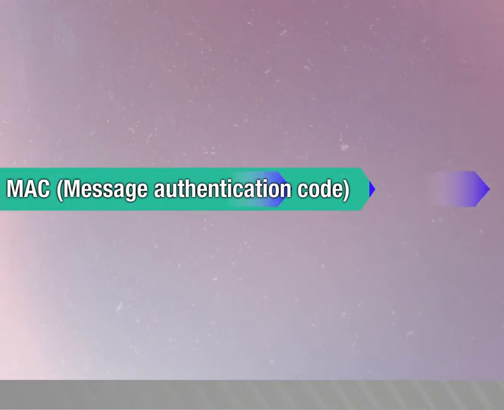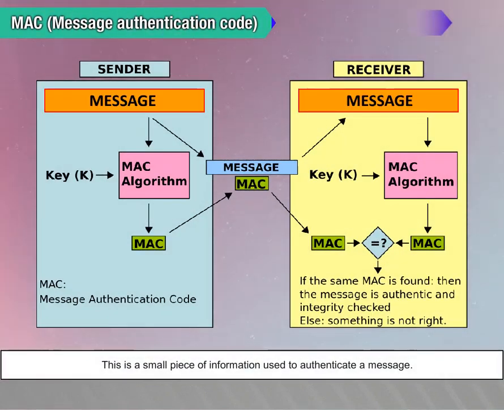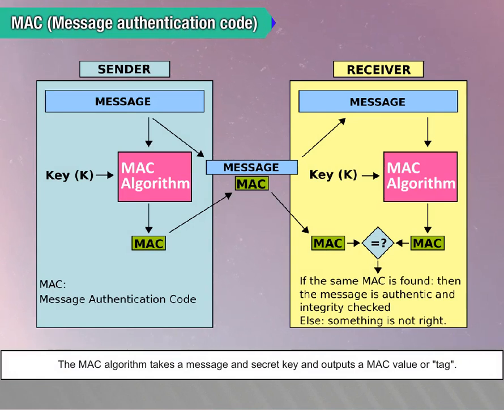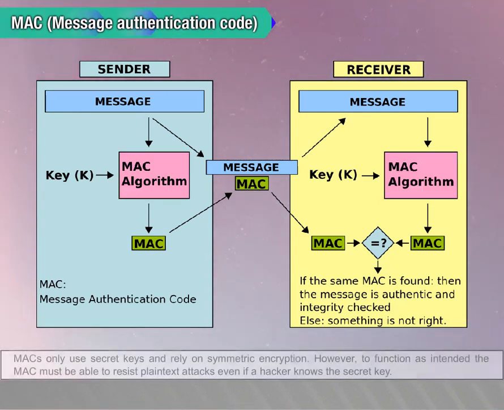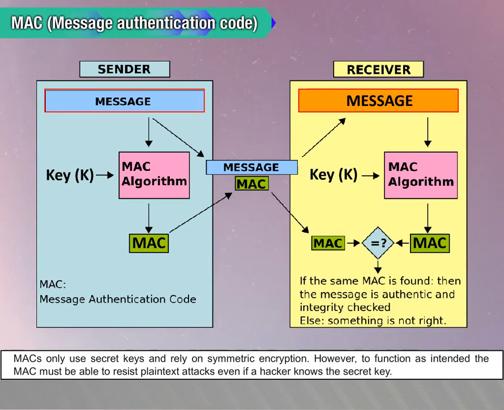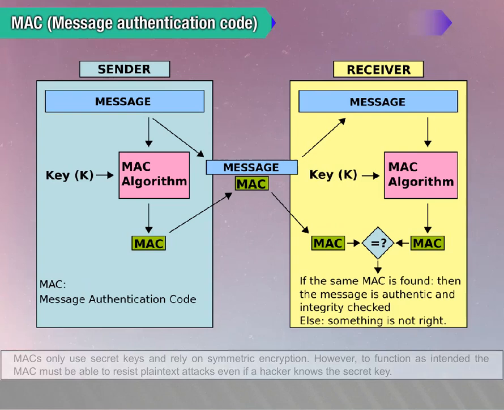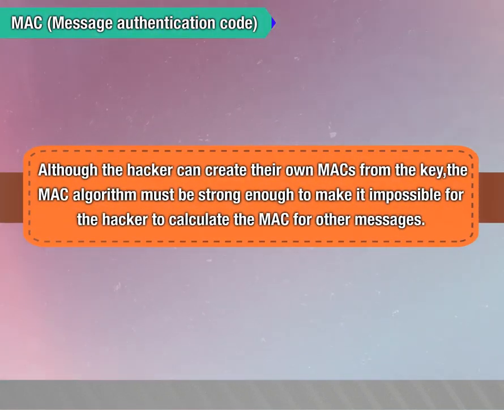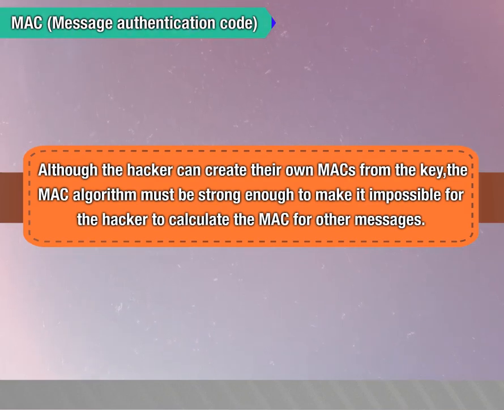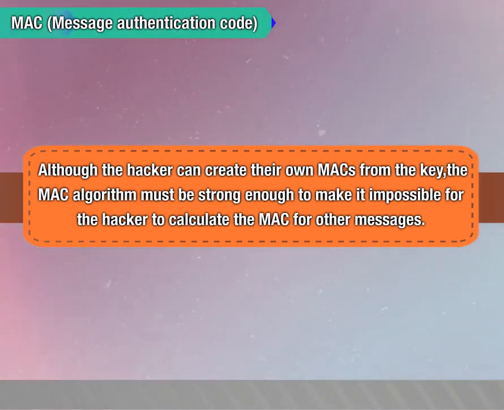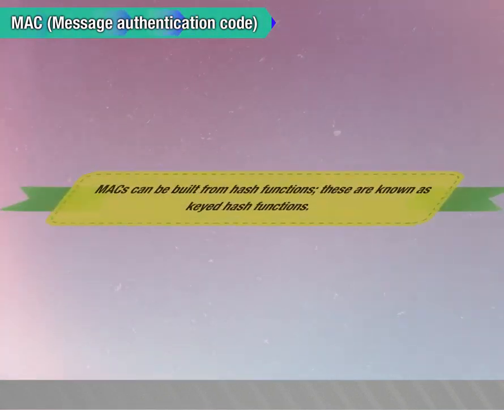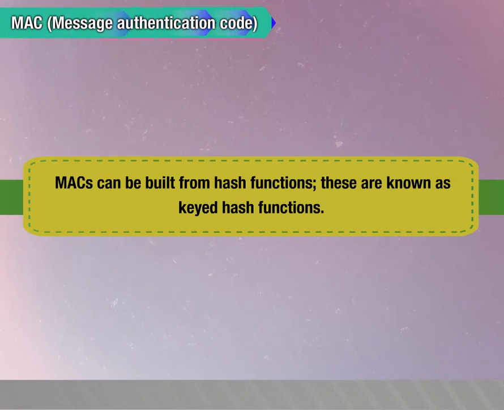MAC, Message Authentication Code. This is a small piece of information used to authenticate a message. The MAC algorithm takes a message and secret key and outputs a MAC value or tag. MACs only use secret keys and rely on symmetric encryption. However, to function as intended, the MAC must be able to resist plaintext attacks even if a hacker knows the secret key. Although the hacker can create their own MACs from the key, the MAC algorithm must be strong enough to make it impossible for the hacker to calculate the MAC for other messages. MACs can be built from hash functions. These are known as keyed hash functions.